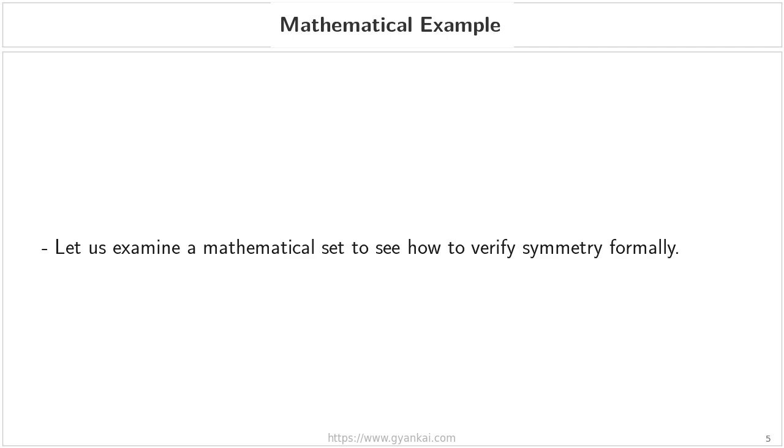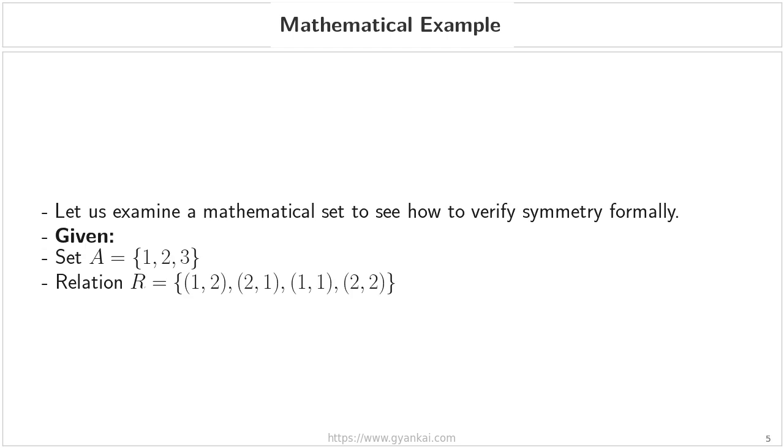Now that we have explored the intuitive concept of symmetry through the sibling example, let us examine a mathematical set to see how to verify symmetry formally. First, let's look at our given information. We have a set A which contains the elements 1, 2, and 3. On this set, we have a relation R consisting of the ordered pairs (1, 2), (2, 1), (1, 1), and (2, 2). To determine if this relation is symmetric, we will apply the verification steps we discussed in the previous slide.